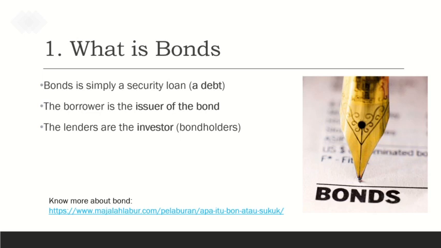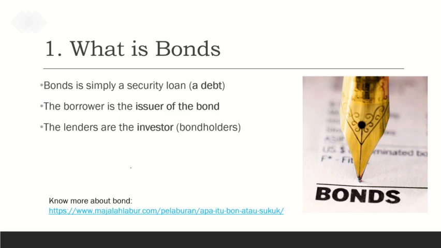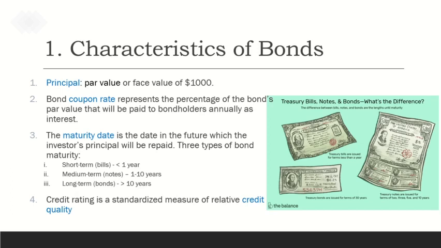Okay, so the lenders are the investors, or we say bondholders. If you want to know about bonds, you can click this link below and read about what is bond. Or in Islamic finance, we call it a sukuk. So it is Sharia compliant. Okay. So once we know the definition of bonds, we need to know also the characteristics of bonds.